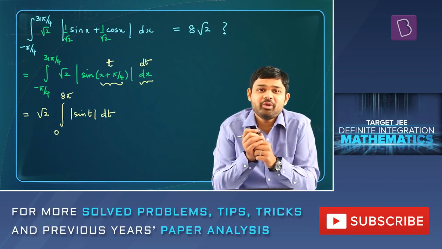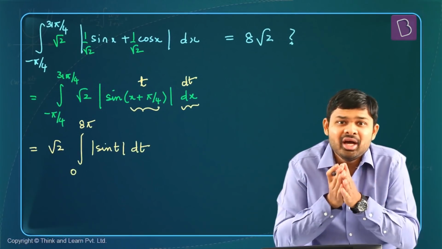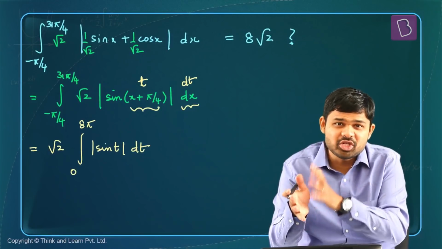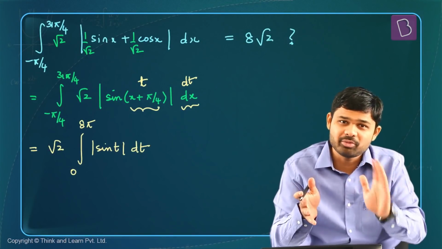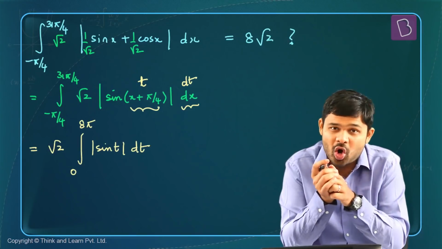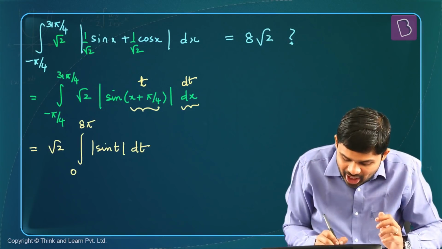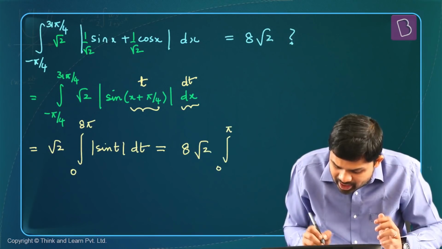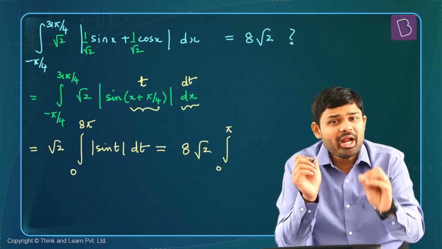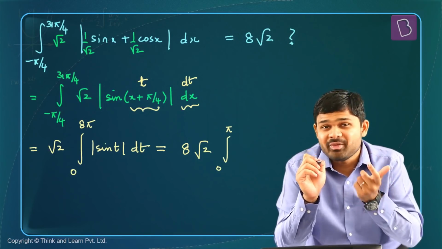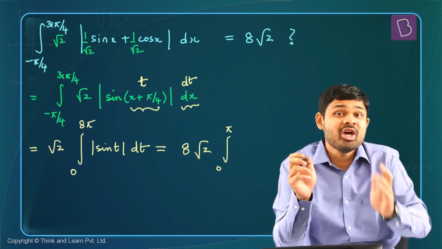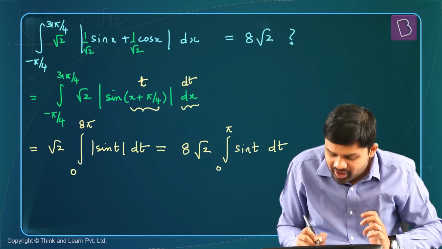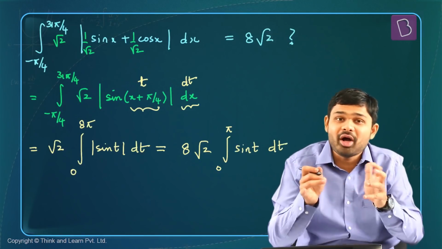Now, in order to solve this, we're going to make use of the periodicity of mod sine t. Mod sine t is a periodic function with a period of pi. So whatever happens from 0 to pi is going to repeat from pi to 2 pi, from 2 pi to 3 pi, 3 pi to 4 pi, and so on. And so this integral can now be rewritten as 8 times root 2 integral from 0 to pi mod of sine t dt. But what happens to mod sine t in 0 to pi? Well, sine t is positive in 0 to pi, which means my mod sine t is going to be nothing but sine t itself. So the mod sign there is superfluous, that's not needed.